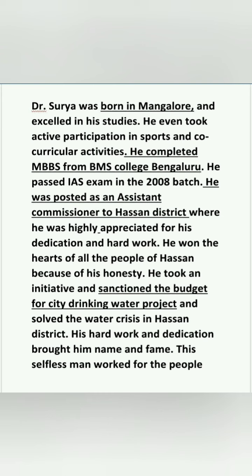Dr. Surya was born in Mangalore, which is given in the question there, and excelled in his studies. He even took active participation in sports and co-curricular activities. That can be added here, even though it's not in the question. So you have to link, as I told you, cohesion, linking the sentences. So not just writing as it is in the question, you have to link the sentences by using different types of sentences.